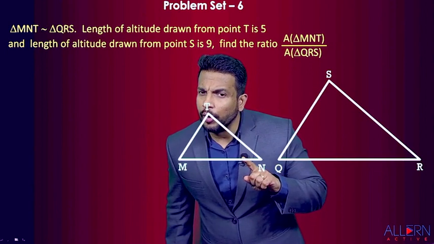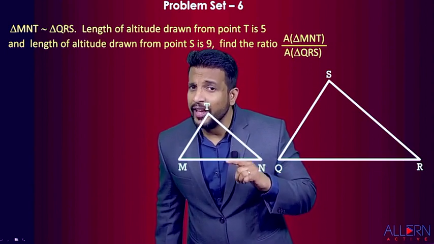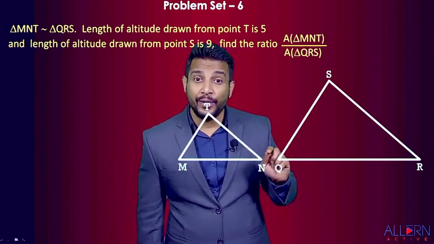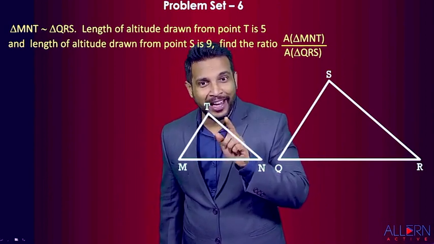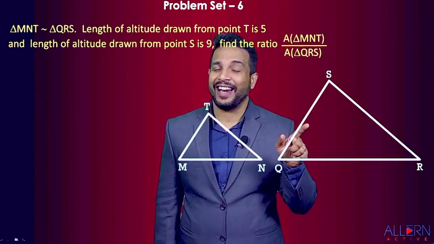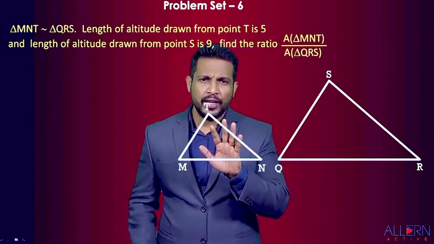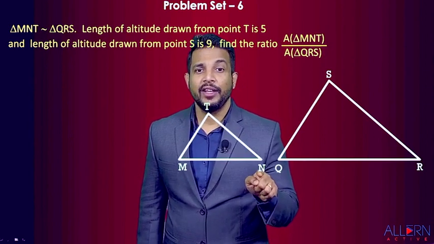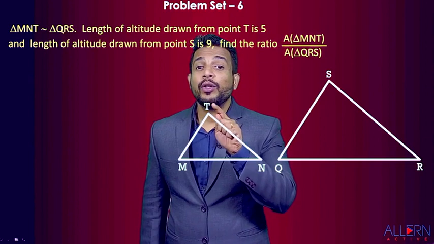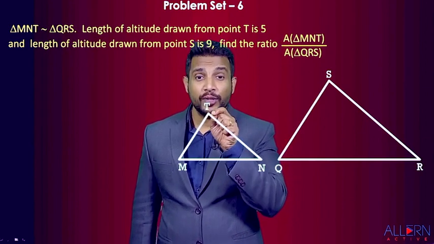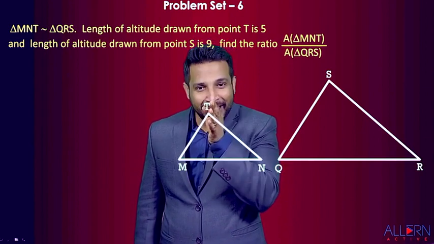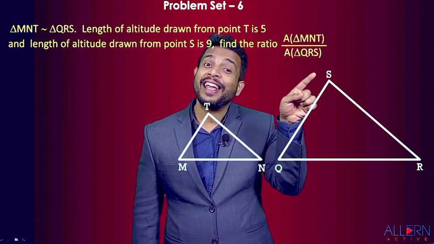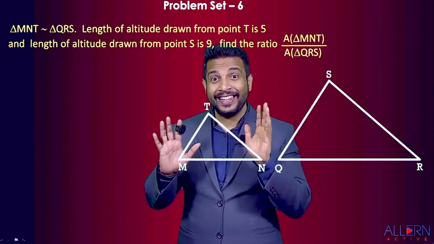Length of the altitude drawn from point T is 5 and the length of the altitude drawn from point S is 9. So we know the altitude here is bigger, the altitude here is smaller. That is why this is a smaller triangle, this is a bigger triangle. Whenever we draw triangle MNT, we generally start from here M, N, T, right? Now why did we take T here? We wanted to draw the altitude from T, so it is better to keep T as a vertical point. That is why we kept that. If T is a vertical point then its corresponding point S should be kept there, right? Is that clear? That's the reason.